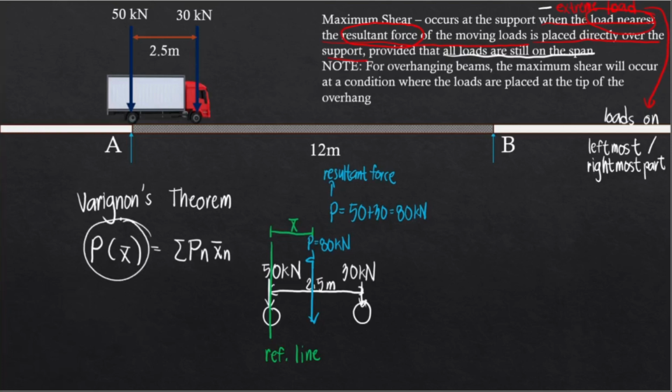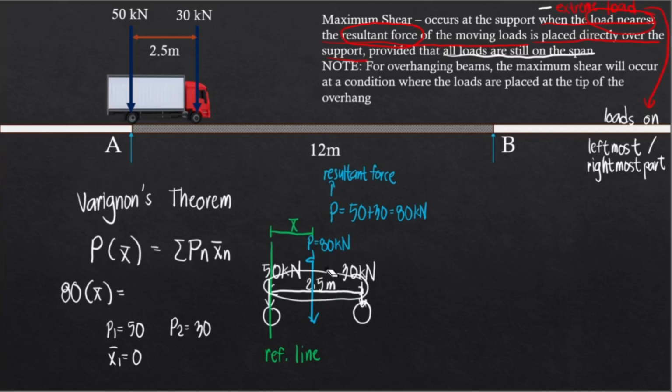Now applying this formula, we have P, which is 80, multiplied by barred X. This is equal to Pn Xn. Now for the first load, let's just label it right here. We have P1 equal to 50. And then the distance from this load to the reference line, that's going to be 0, because again, this load is directly along the reference line. So we have 0, and then for P2 we have 30 kN, and then the distance from this load to the reference line is 2.5 meters. So we have here barred X2 equals 2.5. And so if we're gonna pair that, we have 50 times 0 plus 30 times 2.5.